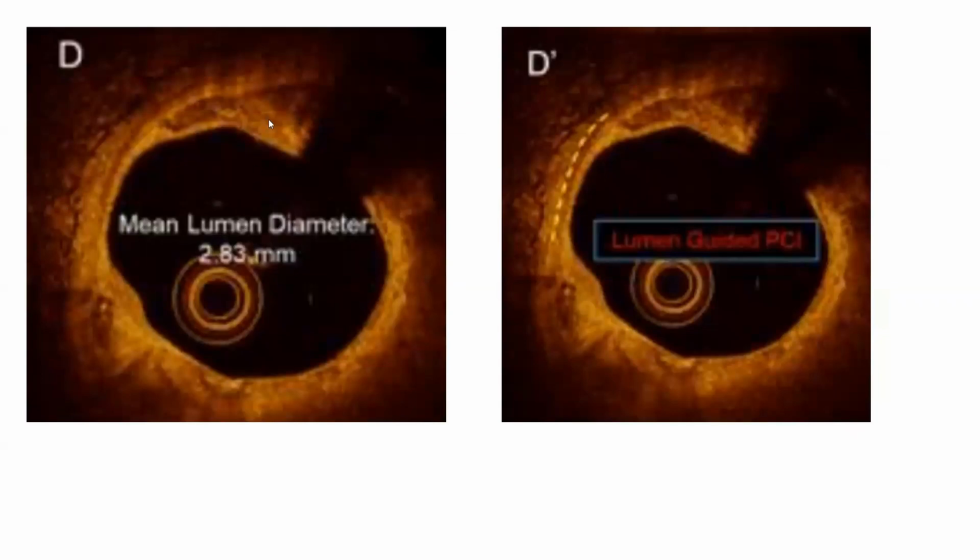Here we have a distal reference where you cannot see the external elastic membrane over a 180-degree arc because you have heavy lipid here. All this is lipid. You only see the external elastic membrane over a small zone here. So they used the lumen diameter for stent sizing.